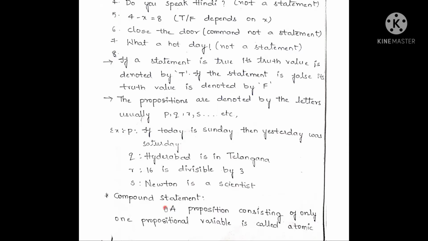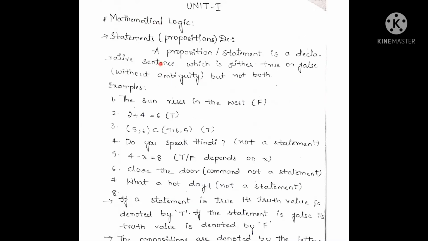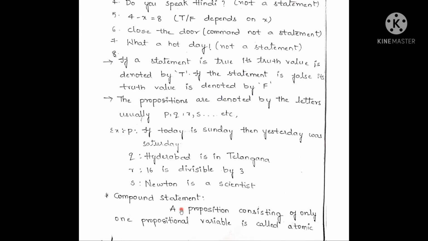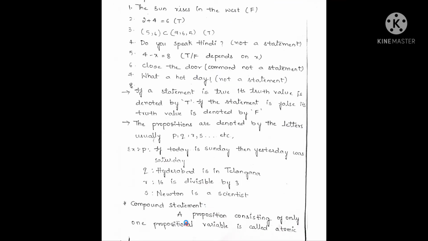Next, coming to the definition of compound statement. What is a compound statement? Earlier we studied the definition of a statement or a proposition, a declarative statement which says either true or false. Now we are going to study the compound statement. A proposition consisting of only one propositional variable is called atomic.